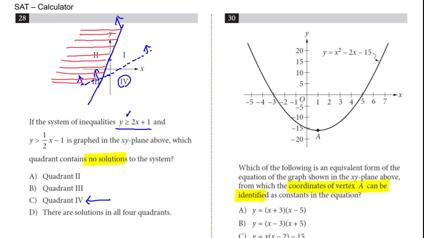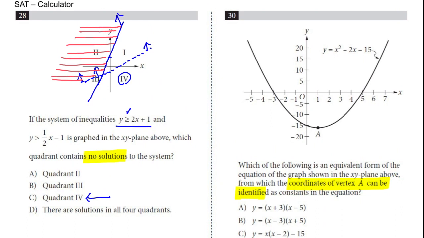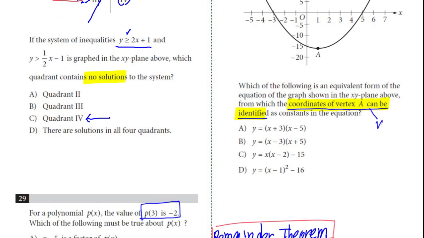Now, last question. You have a parabola. Okay, they gave us the equation here. Which of the following is an equivalent form of the equation of the graph shown on the xy plane above, from which the coordinates of the vertex can be identified as constants? They ask us for the vertex form, right? So in this case, vertex is here, roughly 1 and negative 15 or negative 16, right?